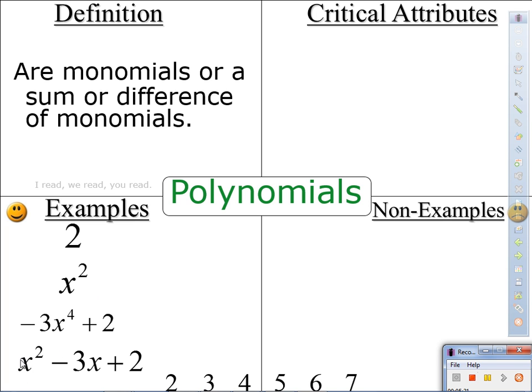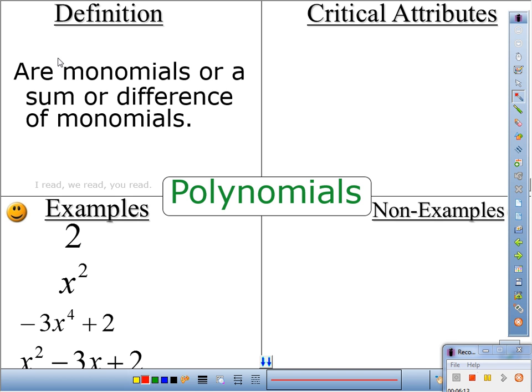Look at this one. Monomial, monomial, monomial. What's going on? Subtraction and addition, so therefore this is also a polynomial. Very simple. Okay, now before I move on, I want to clarify because I like to know exactly what I'm reading. Even though you've heard the word monomial and polynomial before, I want to clarify this.